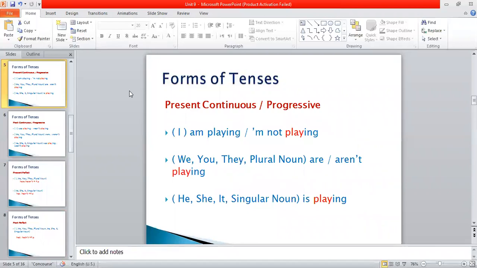Another tense, which is the present continuous or present progressive, I think it's so common. The present continuous means things that you are doing right now or things that you are gonna do in the future. For example, right now, I'm speaking English. Right now, we are studying English. This is what we are doing right now.